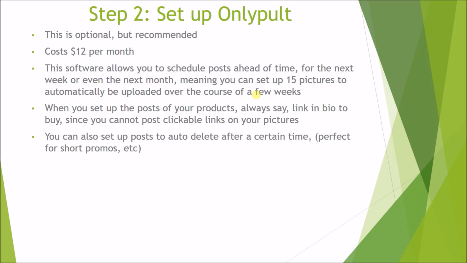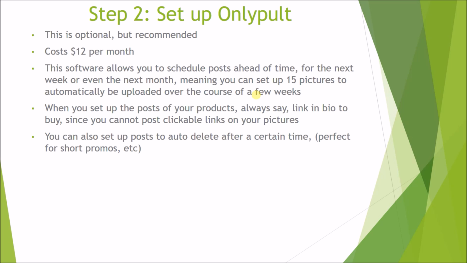And when you set up the post of your products, you're just always going to want to say the link in bio to buy, because you can't post clickable links on your pictures. So in order for people to get to your store, they're going to have to view your profile and go to the link there. And another cool thing you can do with Onlypult is you can set up posts to auto delete after a certain amount of time. So it's perfect for doing short promos where you upload a picture of your product and you say 50% off for the next hour only, and then that photo will delete itself. And I guess you'd use a coupon code or something to fulfill that discount.